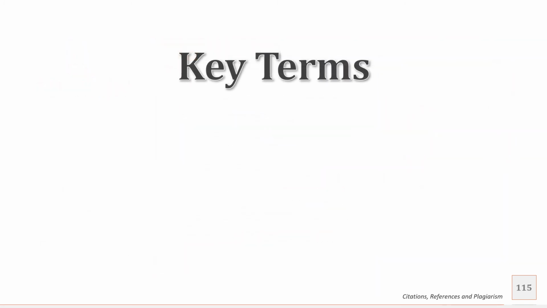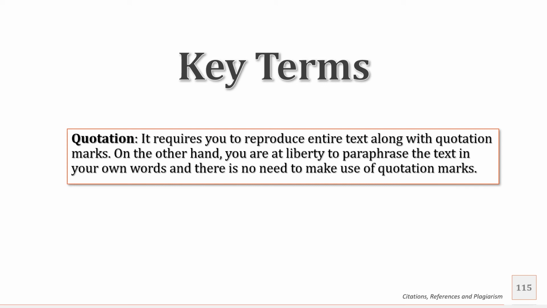Now let's have a look at three key terms referring to referencing and citation. The first one is quotation. Quotation requires you to reproduce the entire text along with quotation marks. On the other hand, you are at liberty to paraphrase the text in your own words, and there is no need to make use of quotation marks.